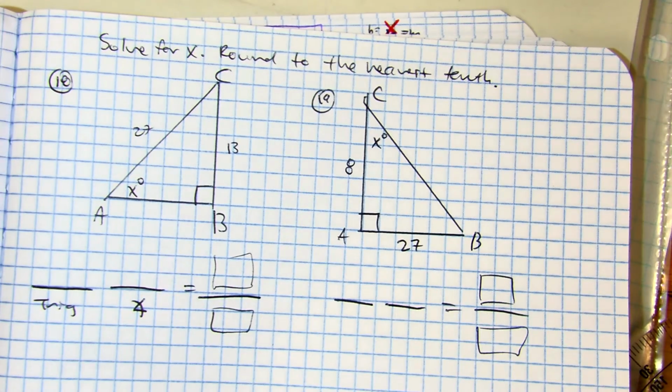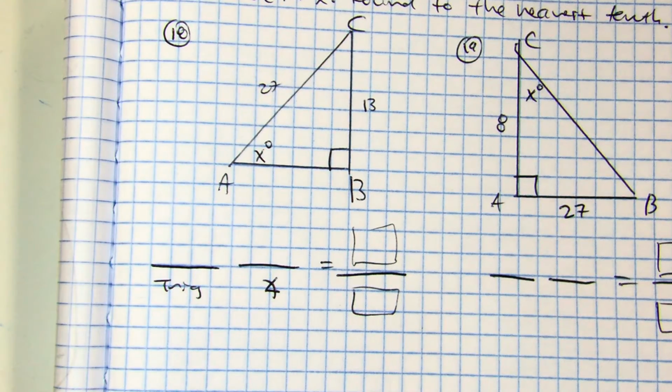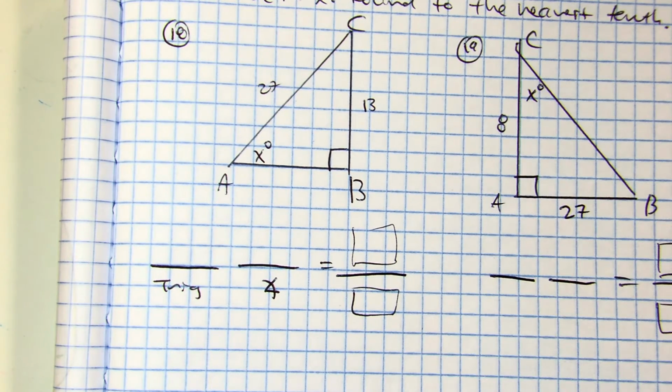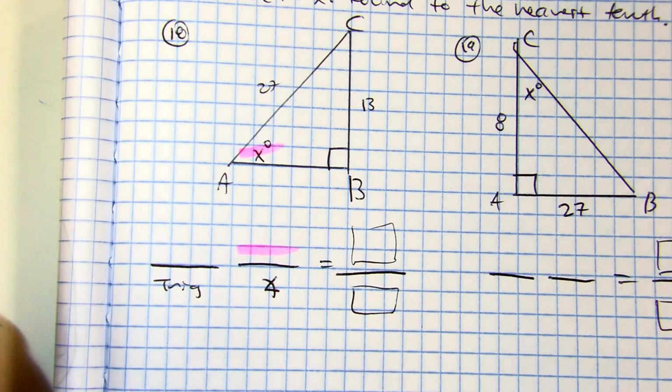Let's solve for x and round to the nearest tenth. Start with question number 18. Juan, what should we do first? Label starting at the degree. Yep. Help us label the sides for us, please.